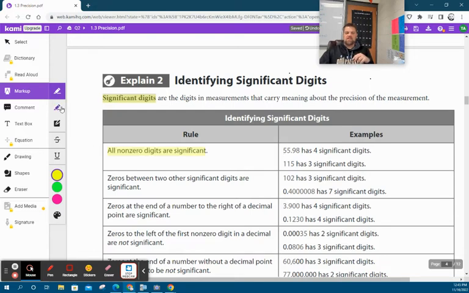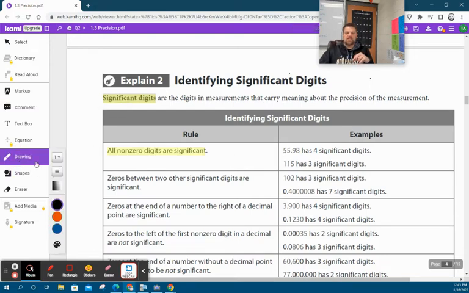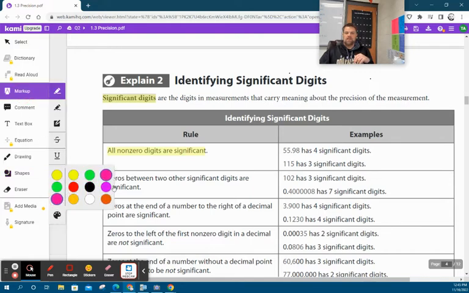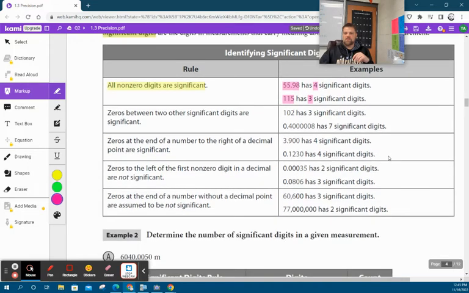So what that means is as I look at this, this has 1, 2, 3, 4 non-zeros. So that has 4 significant figures. This has 1, 2, 3 non-zero numbers, so it has 3 significant figures. See how that works?